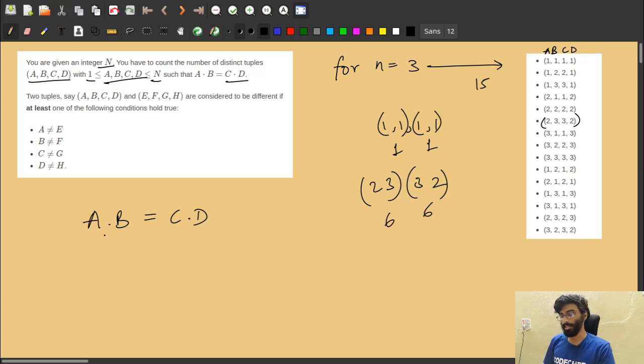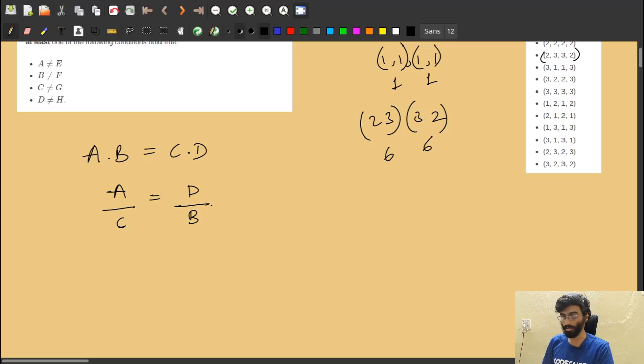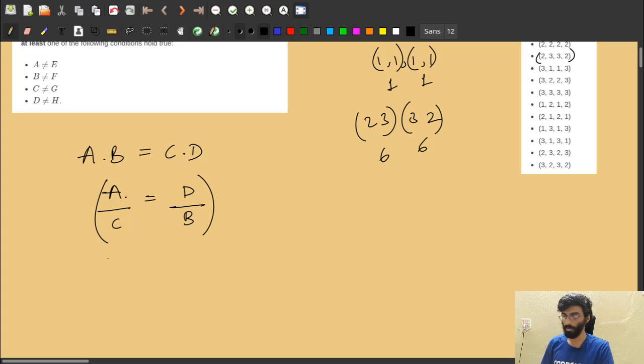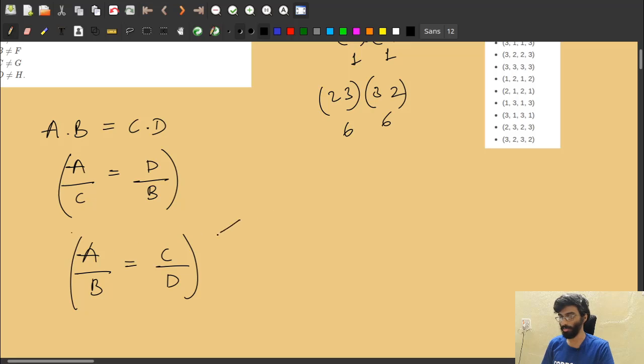So we can rearrange this equation like a divided by c equals d divided by b. Hence we have to find the numbers which follow this equation. And for proper naming convention, we can use a by b equals c by d. Those are just naming conventions I am using here. Now we have to find the number of tuples following this.